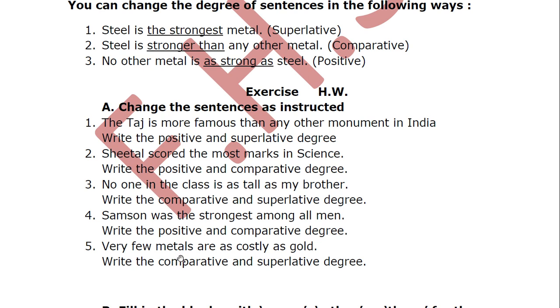Very few metals. See, this is just the example that I gave you. Very few metals are as costly as gold. So remember what I told you? Very few means not many. One of the, you will use. Okay. So you write the comparative and superlative degree.